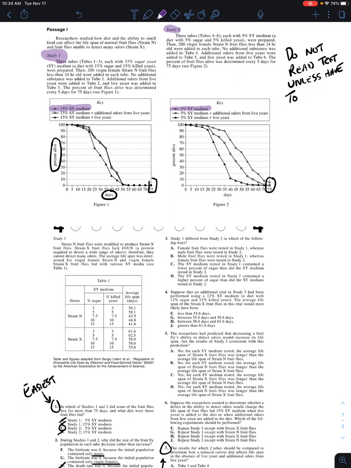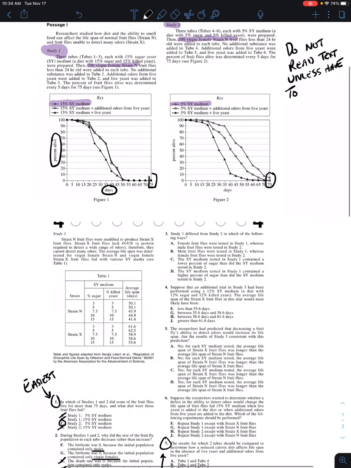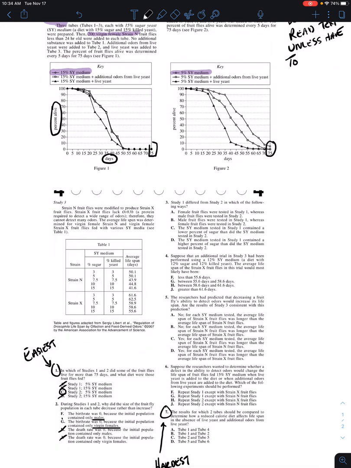So if you skim study 1, you'll see quickly here, we have 200 virgin female strain-N fruit flies. And if we're talking about study 2, it looks like we're just going to confirm that here as well, that it was virgin females in both studies. So we know that our answer is going to be G. We did not read, we did not comprehend, we are not confused because we only targeted read for virgin females.